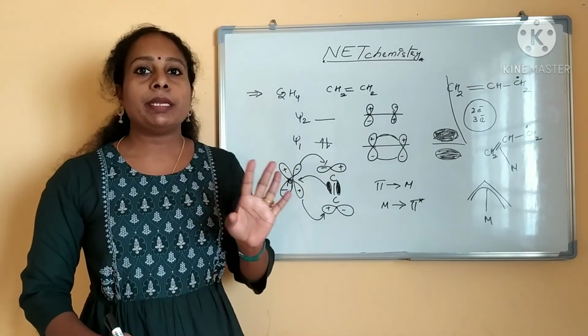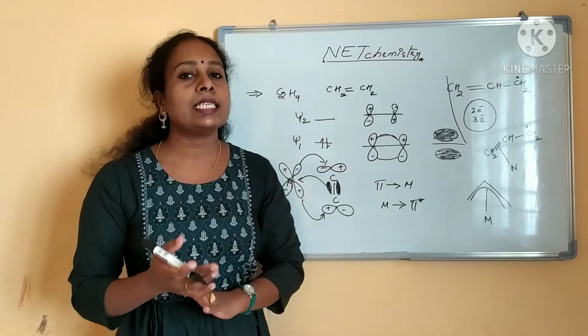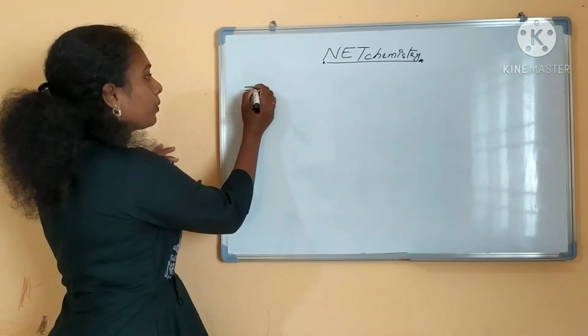This is the way it is bonding. This is how organometallic complexes are forming. I will be writing the set of ligands, pi acid ligands, and we will see how many electrons each will be donating to the metal.